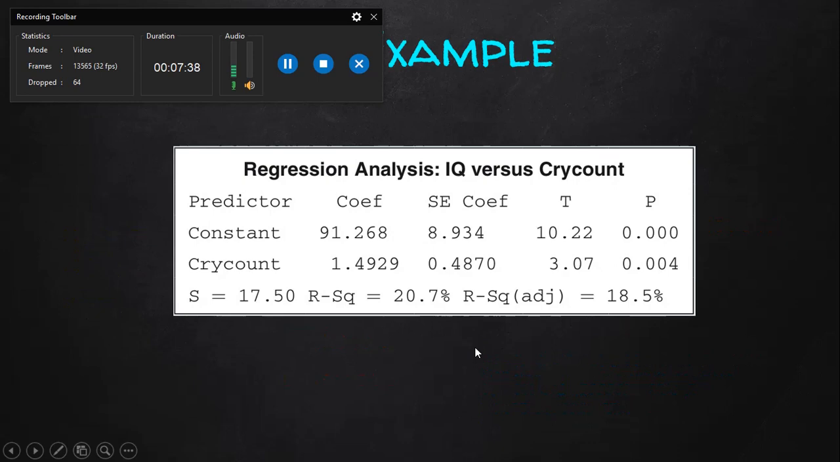So I just wanted you to see the Minitab output. We were using the coefficients in our least squared regression line. And then when we were subbing into the t-test, we used the coefficient for cry count and the standard error. But you can see they had the results of the test of significance. And this is the same value that we obtained for p as well.